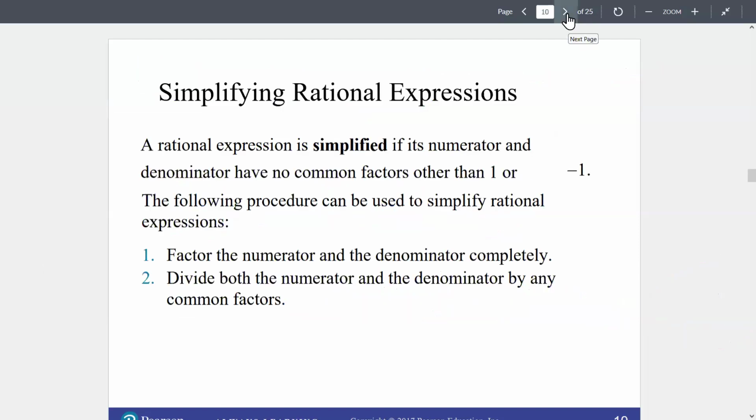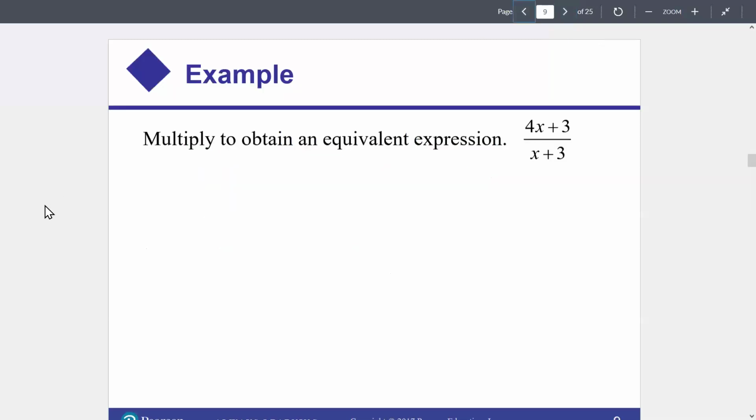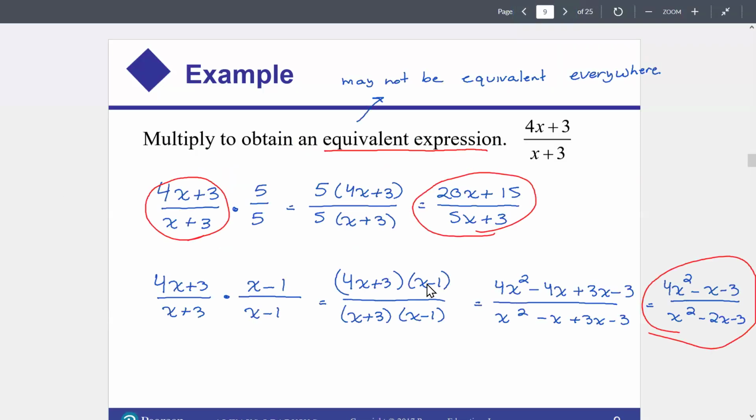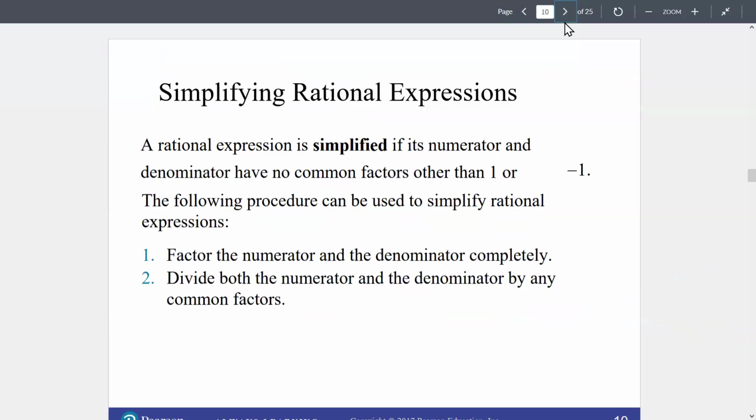So when simplifying a rational expression, what we're trying to do is find those parts like this. If we went backwards, this x minus 1 over x minus 1 is something that I can eliminate, and it gets me back to this 4x plus 3 over x plus 3. This is very similar to simplifying with fractions, in that we like to simplify things and get rid of common factors. The rational expression is simplified if its numerator and denominator have no common factors other than 1 or negative 1.